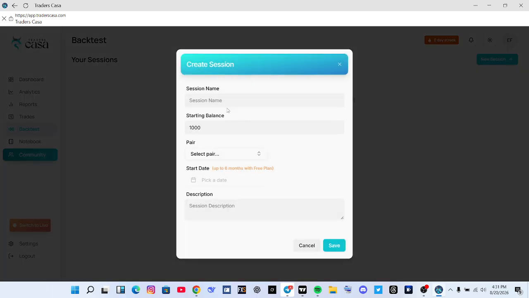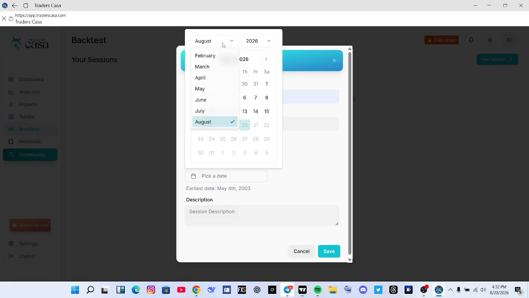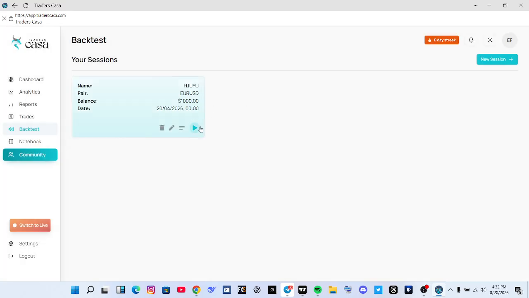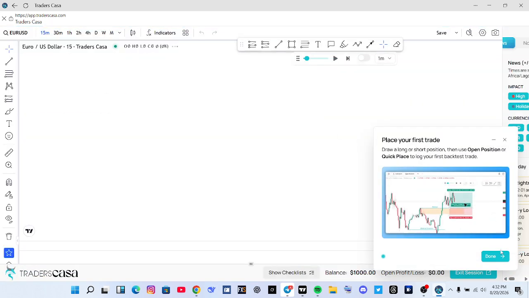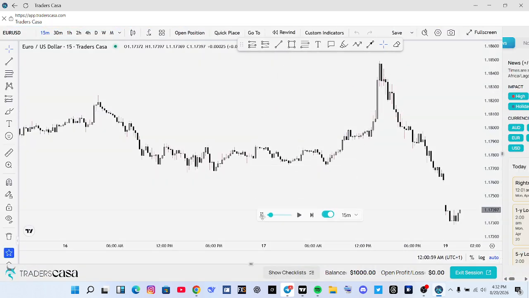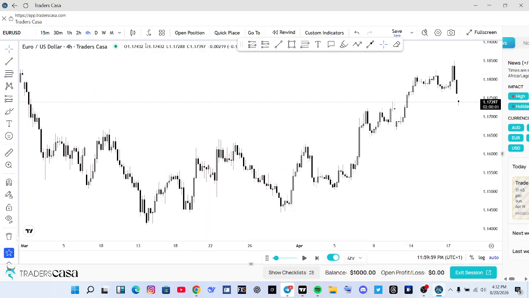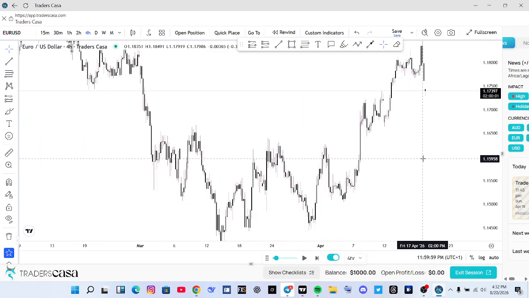Oh, Jesus. Okay. So EURUSD, and the date is April 2020. Holy Jesus. Okay. So this is the same price action like the one we saw on TradingView. I just want to use this for backtest.